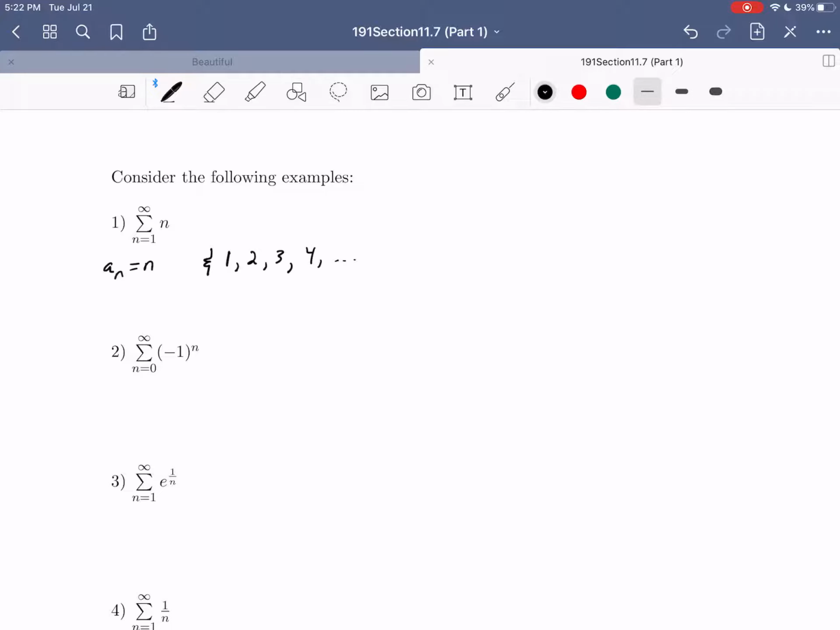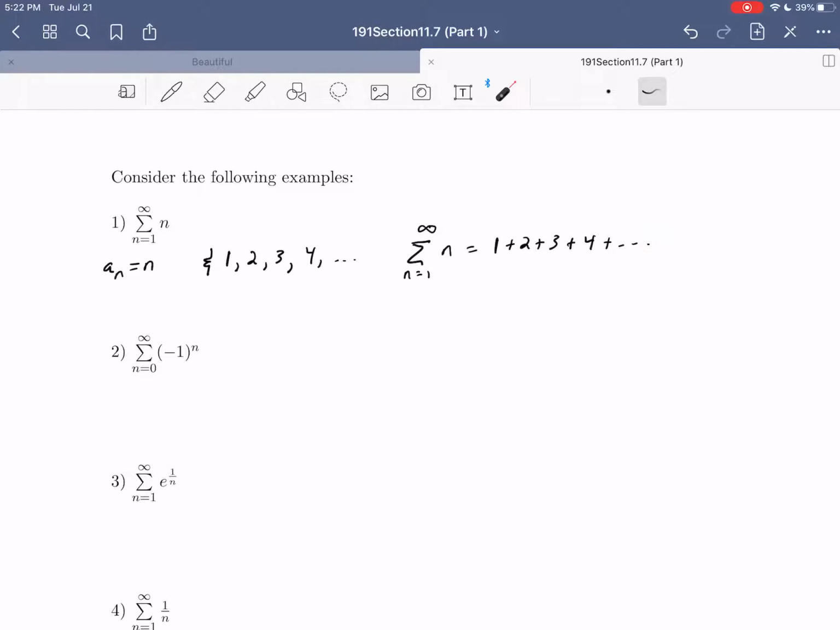If we think about that, that's what the sequence looks like. This infinite series, the sum from n equals 1 to infinity of n, doesn't equal these values. It equals the sum of these. So it's 1 plus 2 plus 3 plus 4 plus dot, dot, dot. While the sequence continues out discretely for each of these values, the series also continues summing those up.